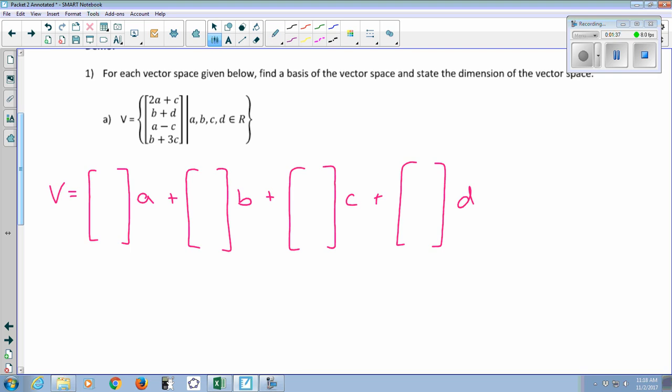All right, so my first vector is going to be my a coefficient. So I've got 2, 0, 1, 0. My next vector is my b coefficient. So I've got 0, 1, 0, 1. And then my c coefficients are going to be 1, 0, negative 1, 3. And my d coefficients are 0, 1, 0, 0.